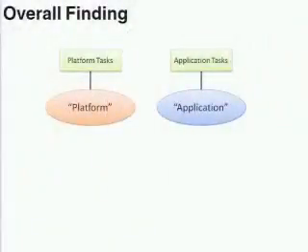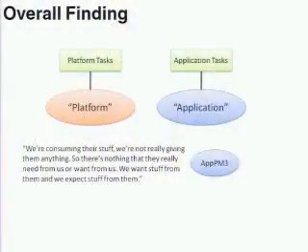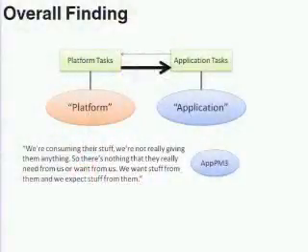So what is the overall finding from this study? Well, if we graph how the interactions are happening as a group, we have Platform and Application, and Platform has their tasks, and Application has their tasks. I'll just give a quote that sums up the situation that we saw. "We're consuming their stuff, we're not really giving them anything. So there's nothing that they really need from us or want from us. We want stuff from them, and we expect stuff from them." This quote sums up the point that I'm making in this talk, which is that there is an asymmetric dependency between these two teams.